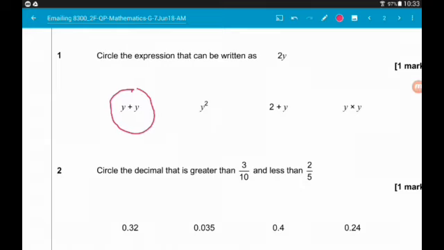Question 2 wants us to circle the decimal between 3/10 and 2/5. So, using your calculator, we can turn each of these into decimals. So 3/10 is 0.3, 2/5 is 0.4. So we need a number between those two. And again, it's the guy on our left, 0.32.